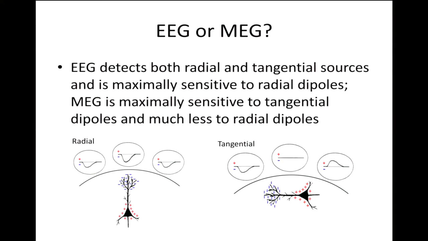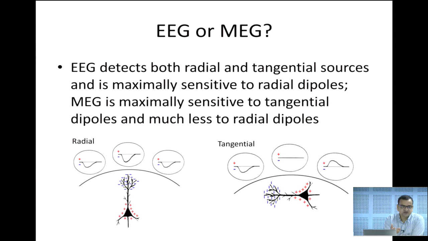The only difference is that EEG detects both radial and tangential sources, although it is more sensitive to the radial sources, meaning radial dipoles, or the pyramidal cells which are radially distributed. MEG is maximally sensitive to the tangential dipoles because it is almost blind to the radial dipoles. So I gave a simple schematic.